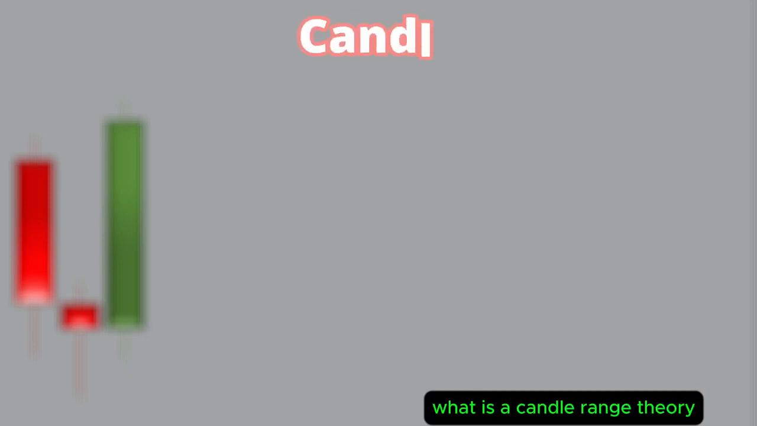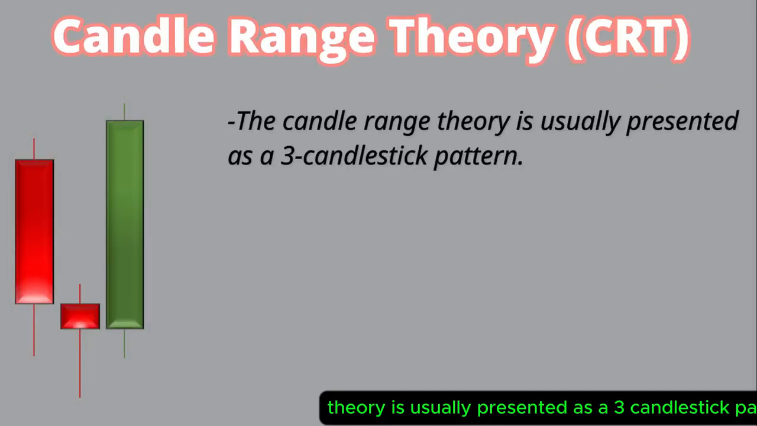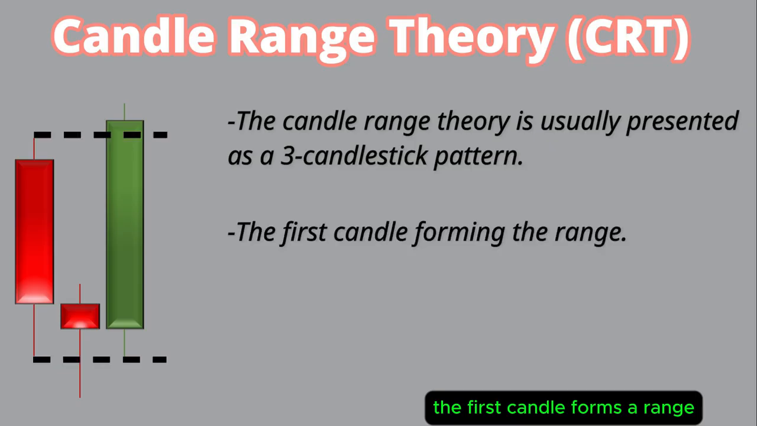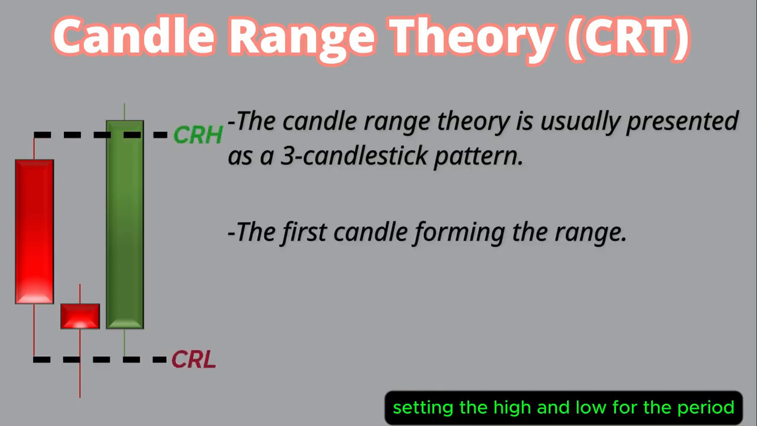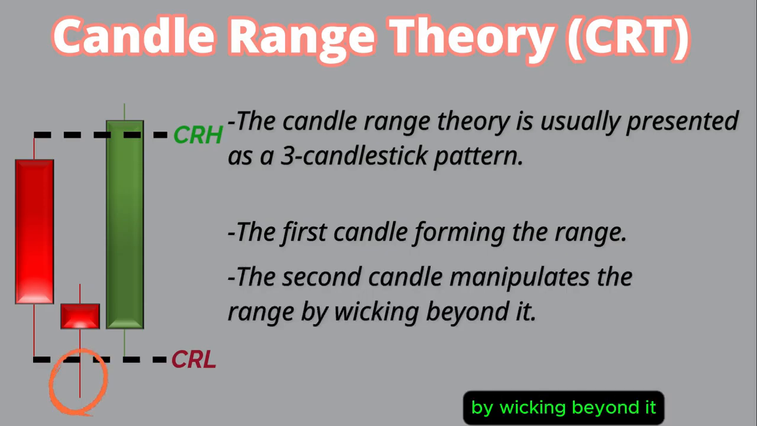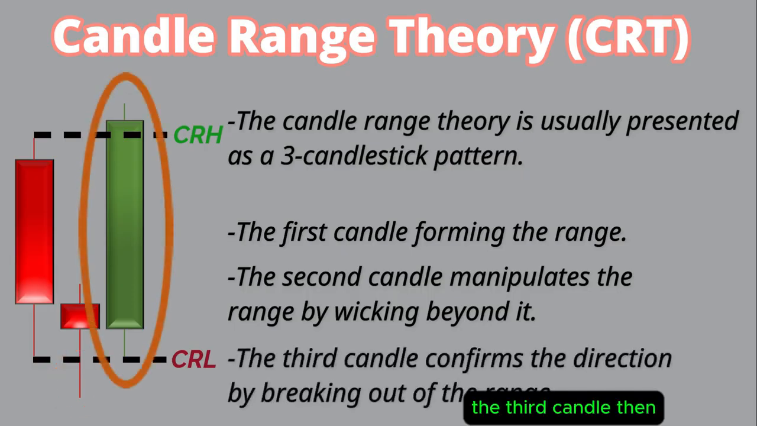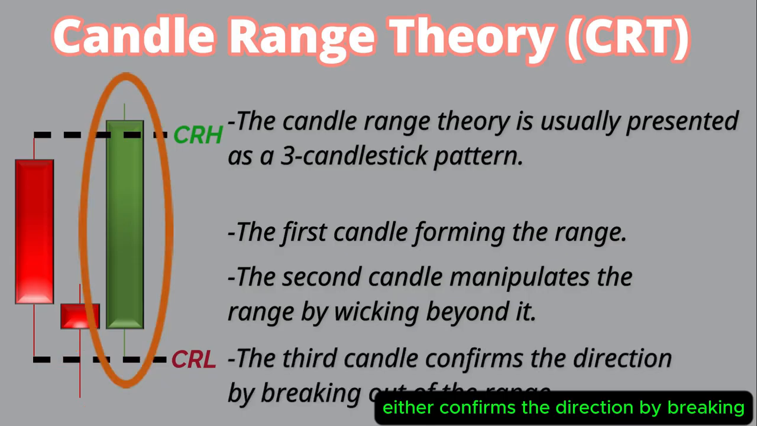What is candle range theory? The candle range theory is usually presented as a three-candlestick pattern. The first candle forms a range, setting the high and low for the period. The second candle may attempt to manipulate this range by wicking beyond it, potentially creating a turtle soup scenario where a false breakout occurs. The third candle then either confirms the direction by breaking out of this range or re-enters it, potentially leading to further price action or consolidation.